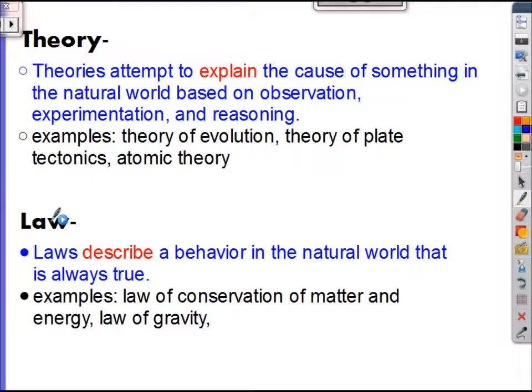A law, on the other hand, will just describe what will happen. So, the law of conservation of matter says matter is always conserved. Energy is always conserved. Gravity: if I drop a pen, it's always going to drop onto the ground. No matter how high I drop it from, no matter if I throw it first, it will drop to the ground. Law of gravity. Doesn't tell us why, but it always happens.